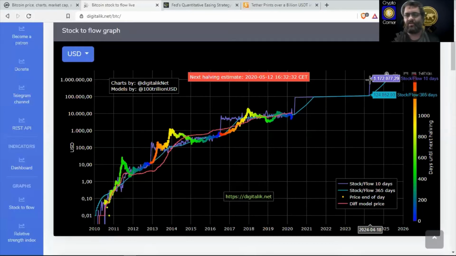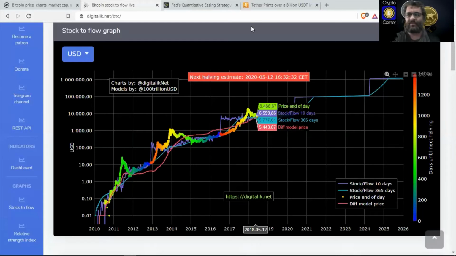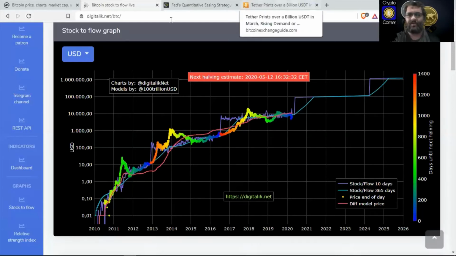So you want to hold and purchase and or buy Bitcoin if you believe this stock to flow model. They've applied it to gold and other commodities, and here we do see a baseline logarithmic growth trend that can be adapted to this stock to flow model.